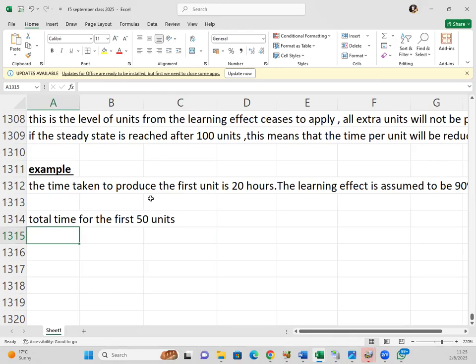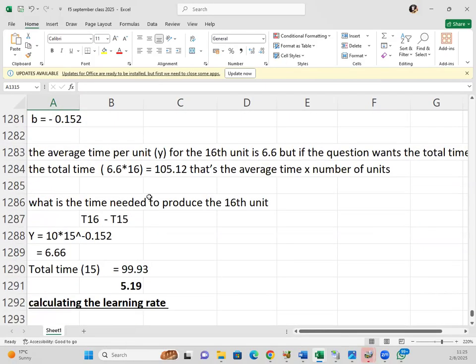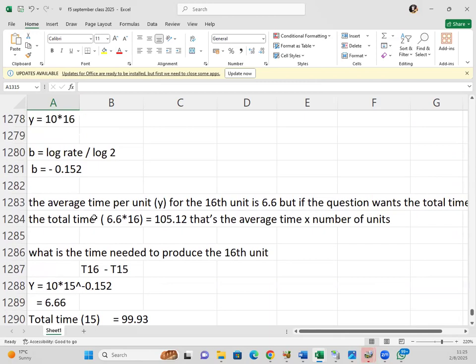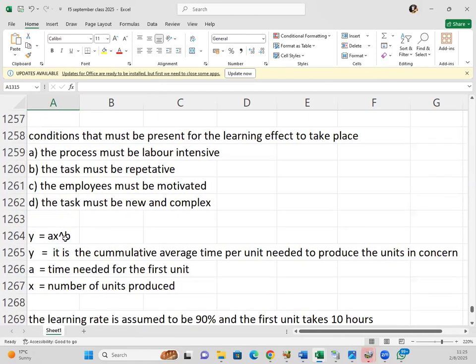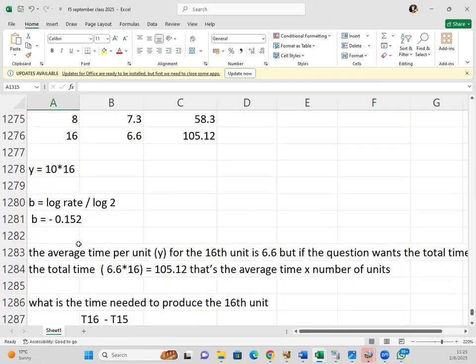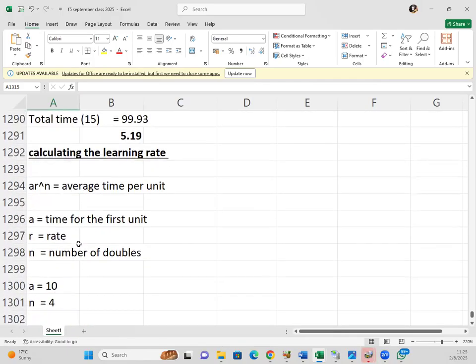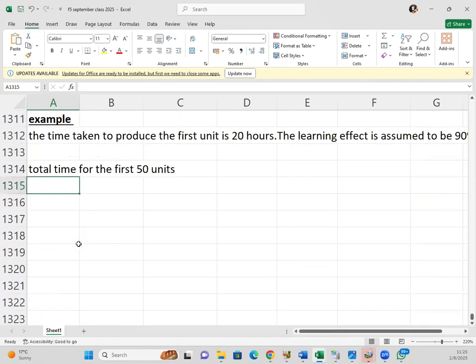Remember, I gave you a formula last time. If you're calculating the total time, you use the formula y = ax^b. This will give you the average time per unit. But if we need the total, we then multiply by the number of units. So let's do it together.